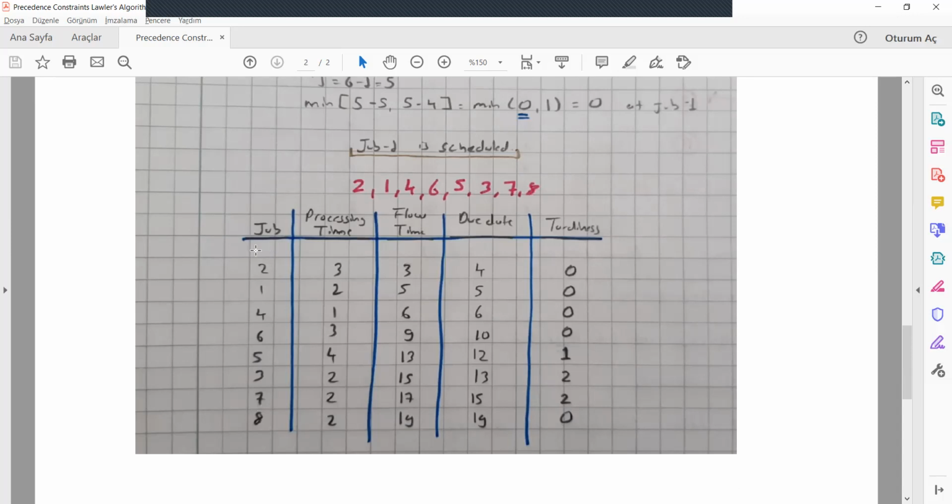It should be in this order, and we know their processing time, flow time, and due date, so we can find their tardiness. The number of tardy jobs is 3, because the completion times of the fifth, third, and 7th jobs are more than their due dates, and this gives us tardiness. So that's it. Thank you for listening.